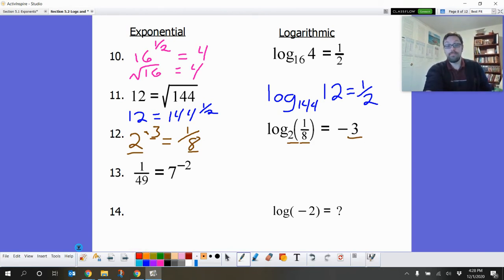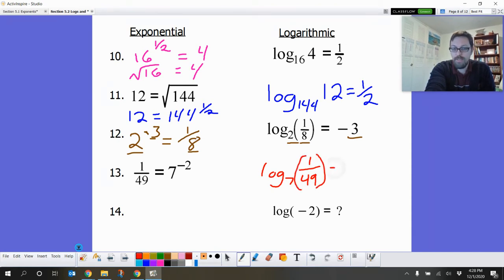Okay. Couple more. We have 1/49 equals 7 to the -2. So what is the base of that problem? 7. What's on the other side of the equation? 1/49. I'm going to wrap that up just for safety. I wouldn't come after you if you didn't, though. What is the exponent? Because logarithms always equal exponents. -2.